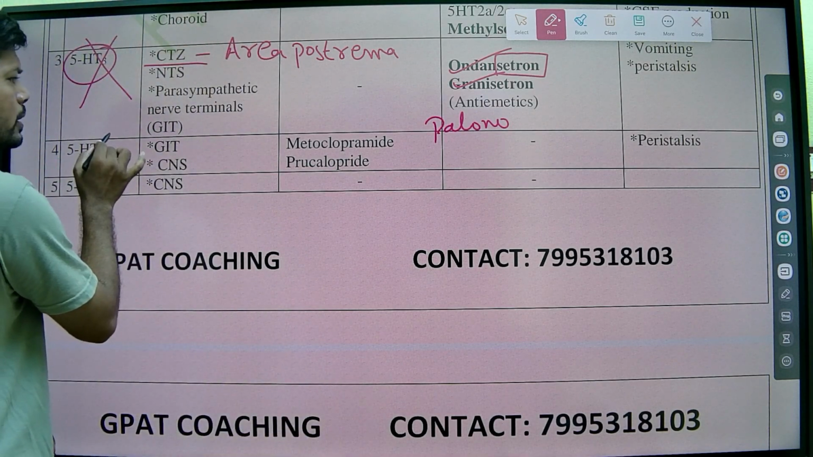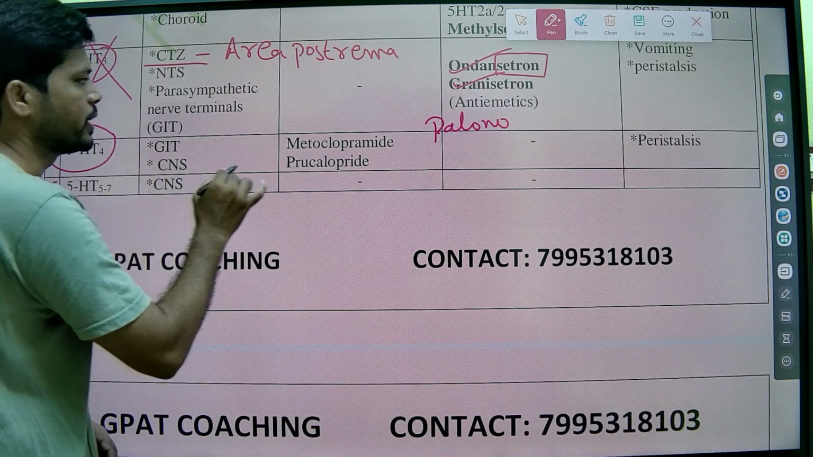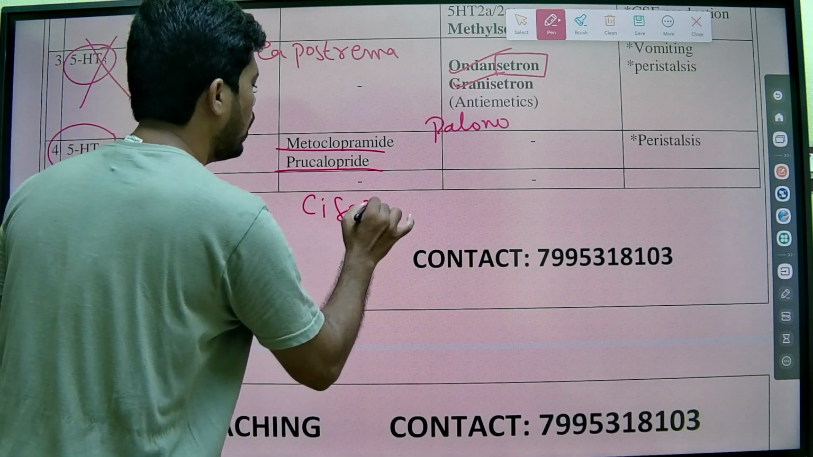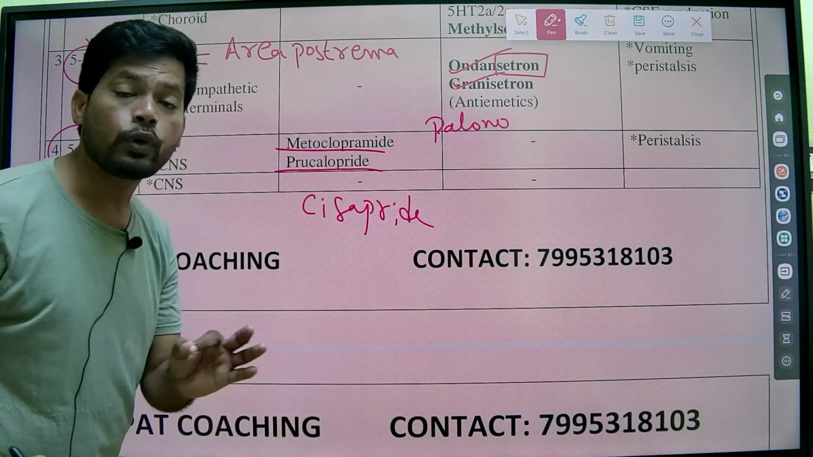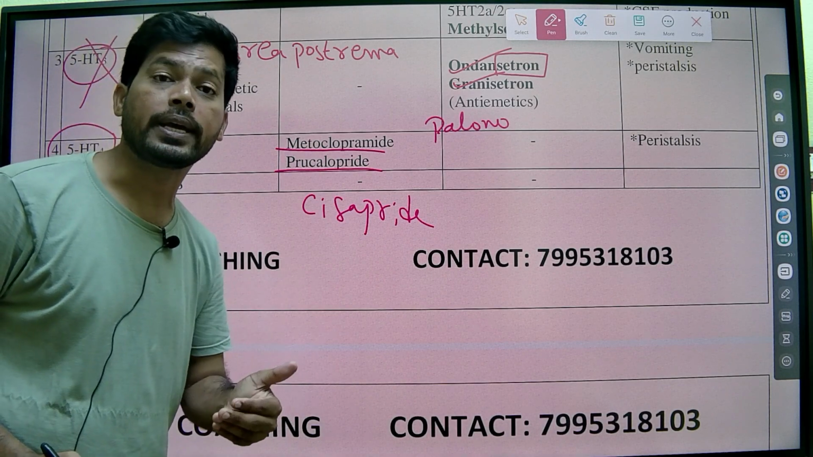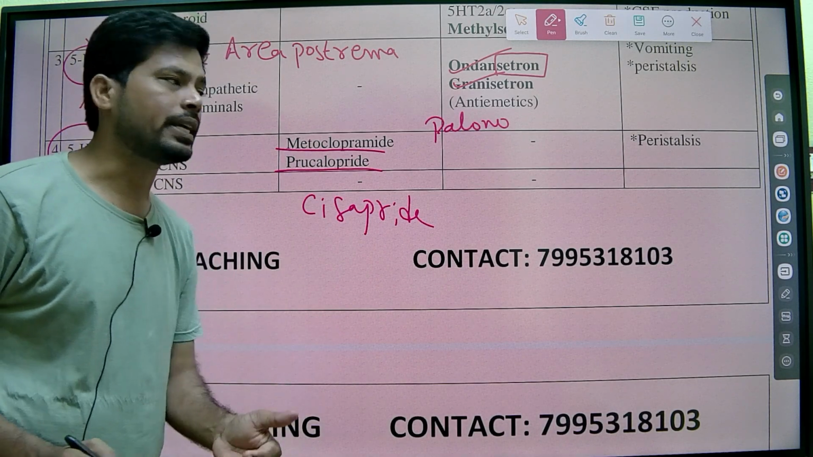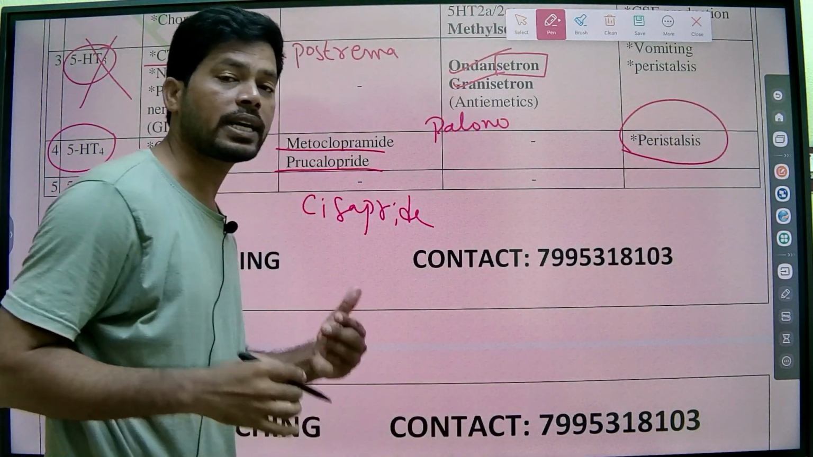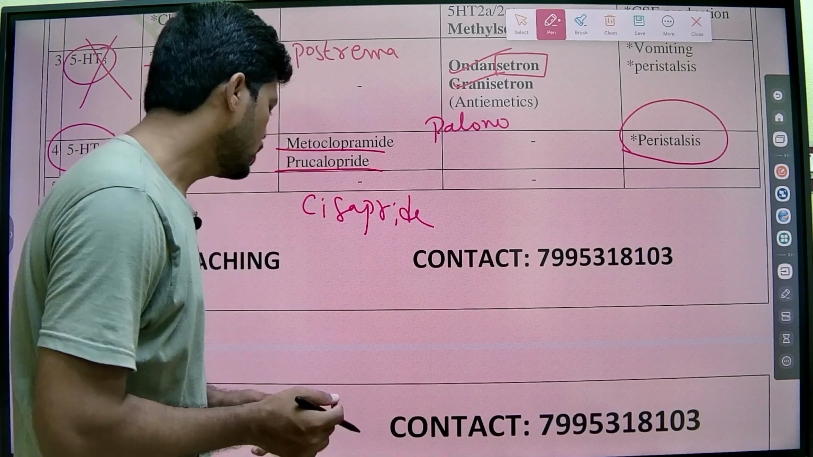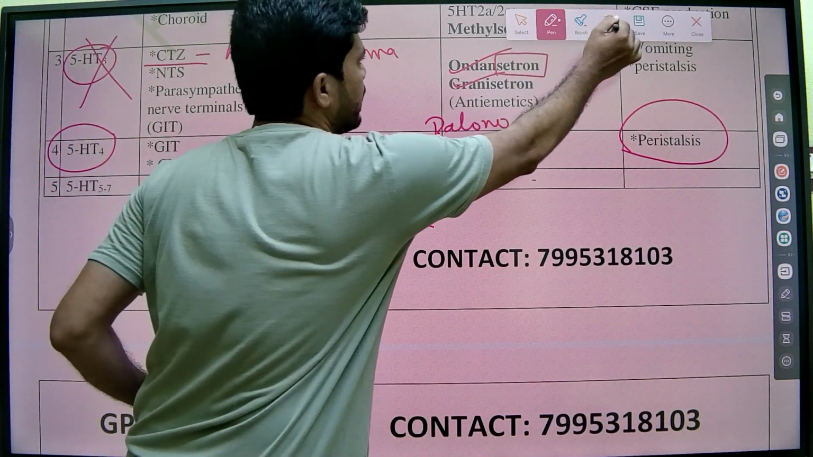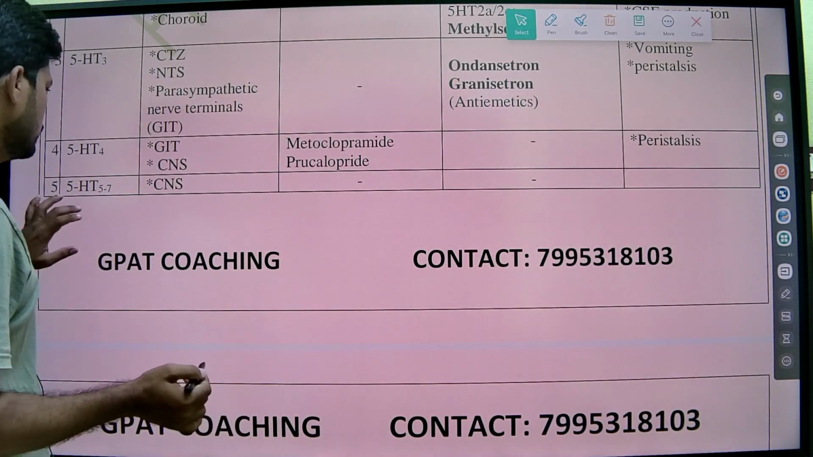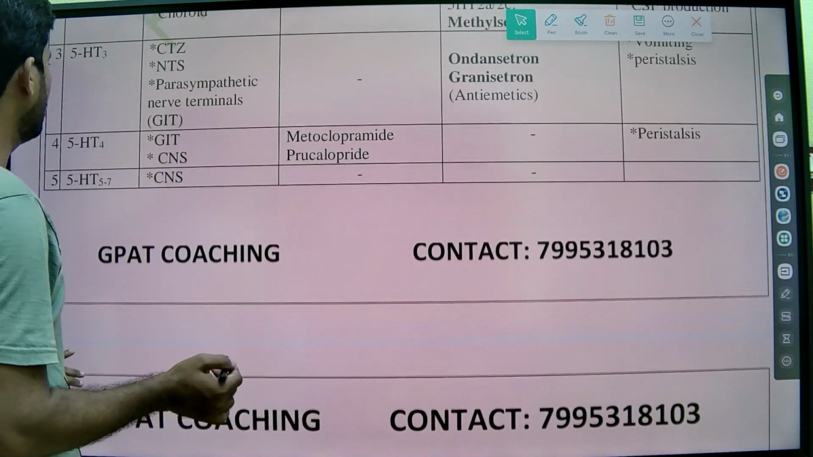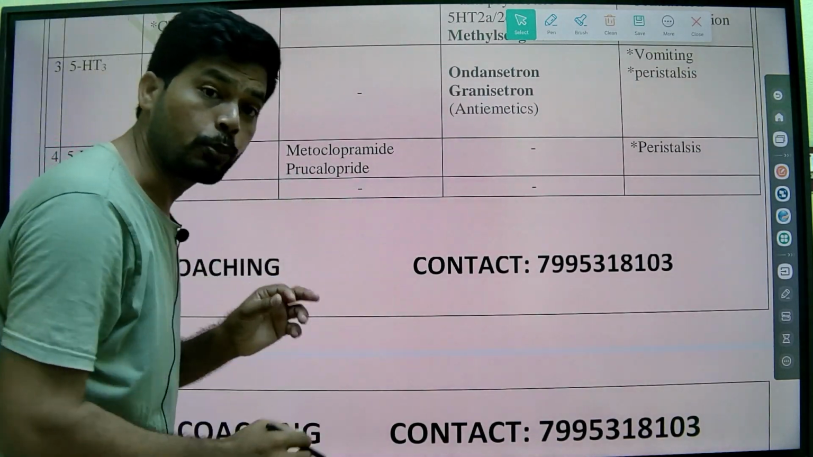And there are selective serotonin type 4 agonists like metoclopramide, prucalopride, cisapride. All these selective serotonin type 4 receptor agonists are known as prokinetics. They help in the movements of the GIT, promote the peristaltic movements and increase the gastric movements of the GIT.